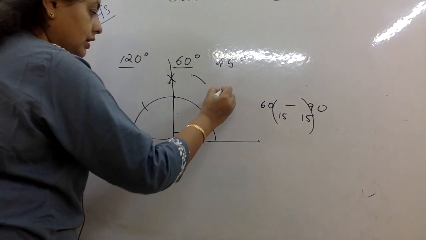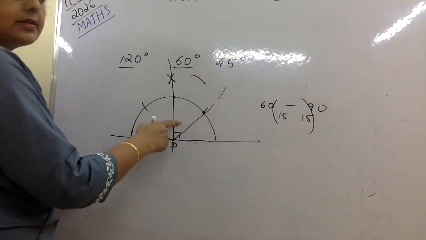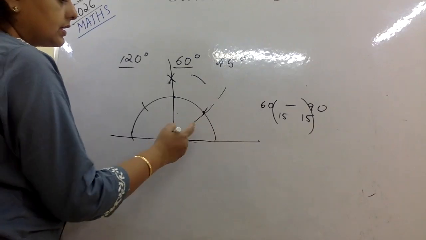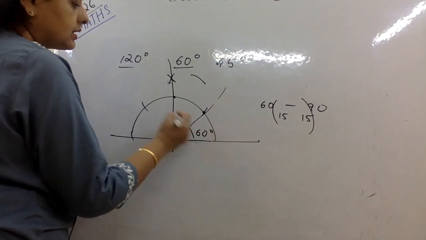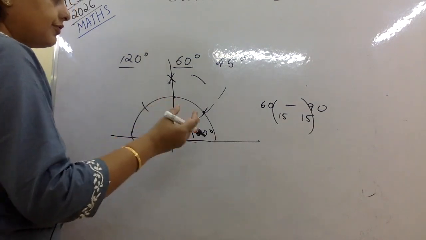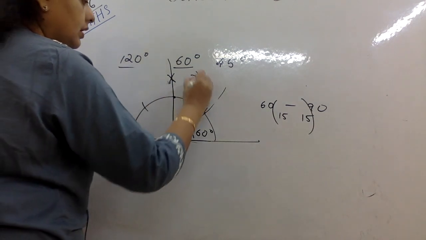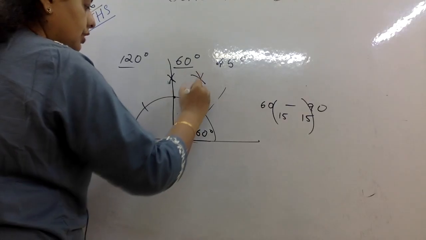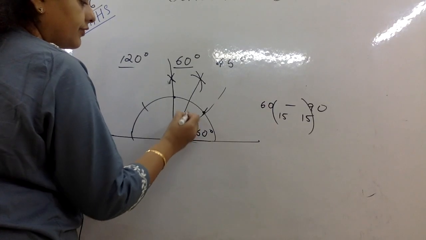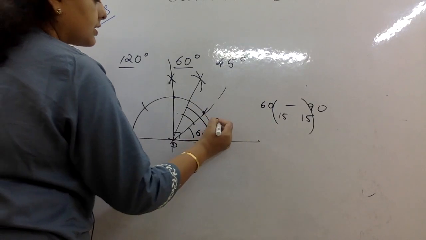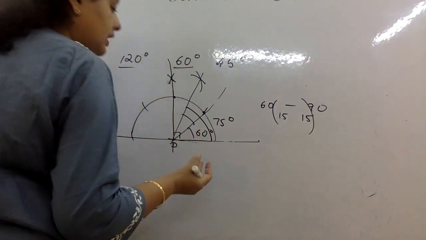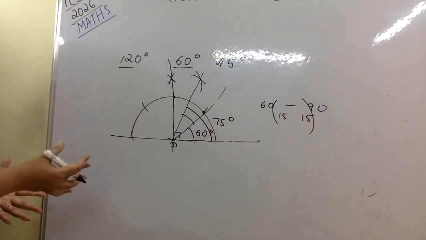Basically what am I doing? I am bisecting this angle which is 30 degrees. This much is 60, so this is 30. I am bisecting 30 to get 15. Now from here again arc with the same radius, join this point and this becomes another 15. So here to here becomes 75 degrees. If it comes in any triangle you should be able to construct it.